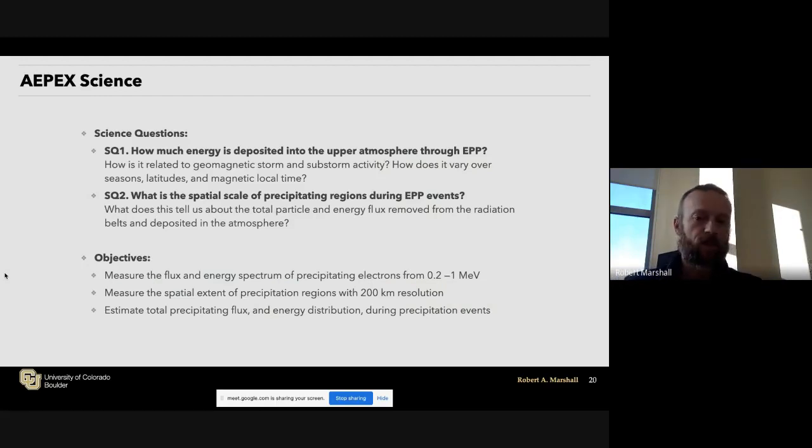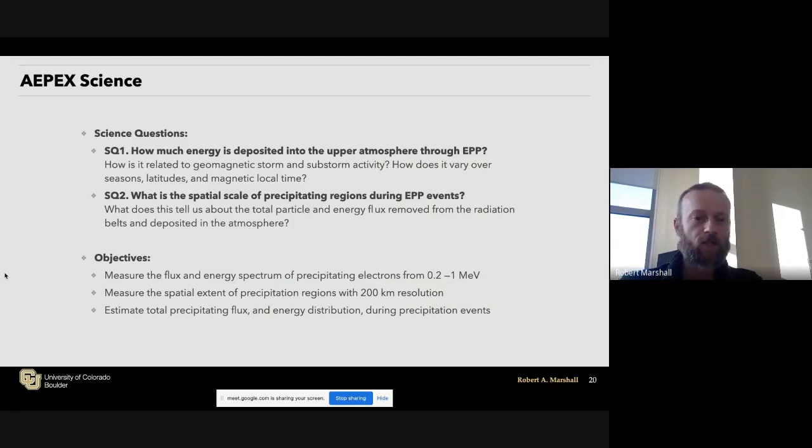The other measurements that I showed you, direct electron measurements as well as the balloon X-ray measurements, are basically single point measurements, and so they can't really give us a sense of spatial scale. The inputs into the WACCM model, for example, to look at the global effect of this precipitation, require an estimate of the geography of these precipitation events as well.